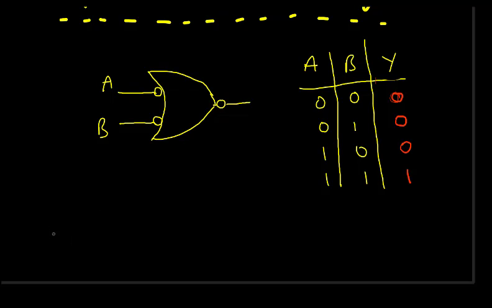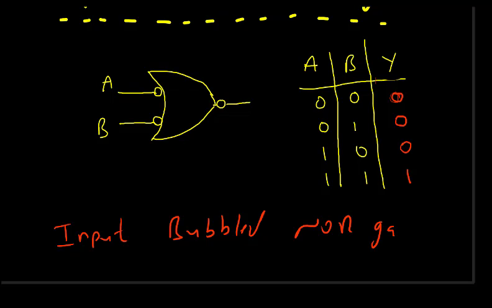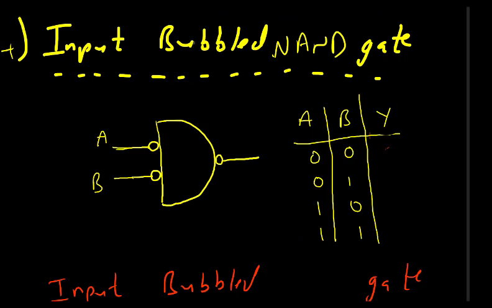So what we conclude is input bubbled NOR gate works as an AND gate. This is our conclusion. Now finally we have input bubbled NAND gate. So this is the input bubbled NAND gate. So these are the inputs 0 0.